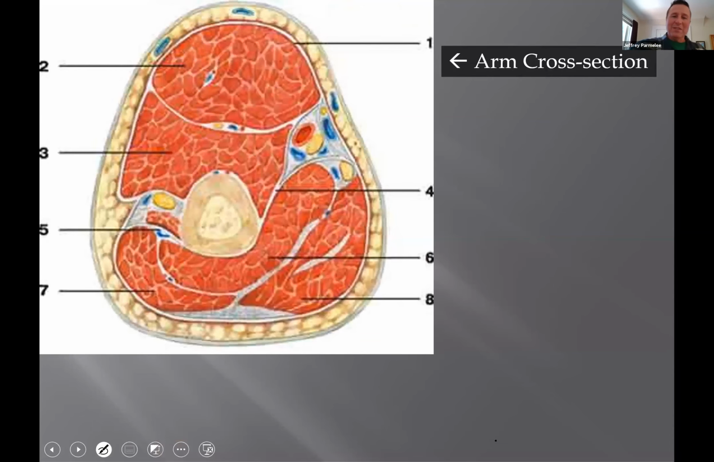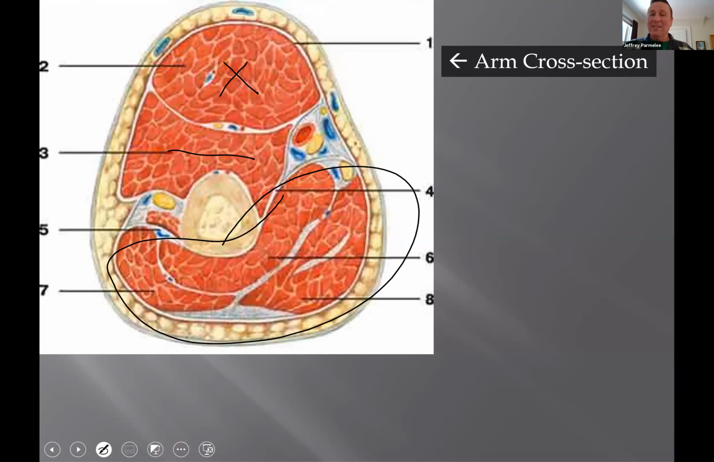Looking at your arm, you can see back here, the bone there is your humerus, and back there, that's your triceps. And then you have your biceps, and then underneath it is that brachialis. Beautiful.